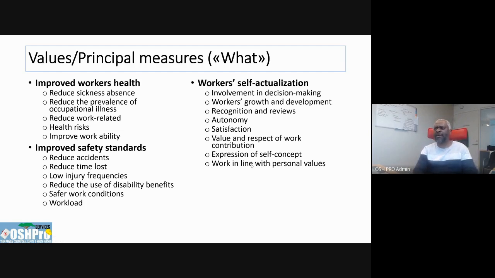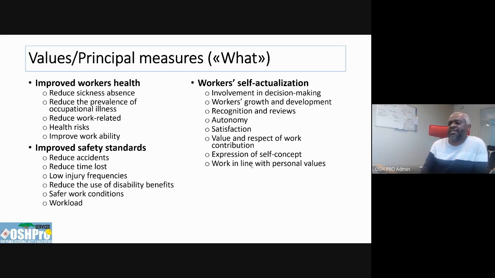Workers' self-actualization. You want the workers to be involved in decision making. This is a good indicator that you are within the purposes of inclusion and self-realization. The workers are involved in decision making. You want to bring a new machine to do something, the workers are consulted and they are asked about their opinion.